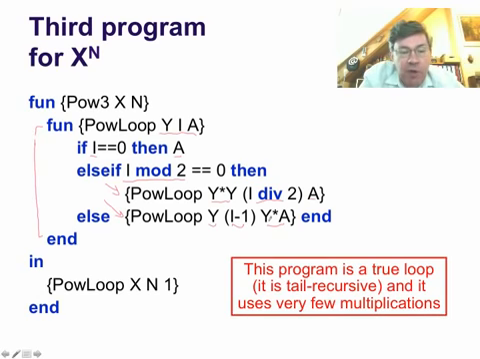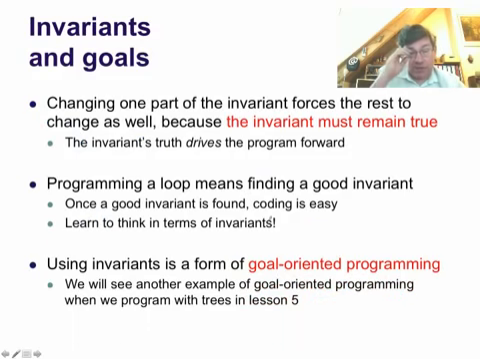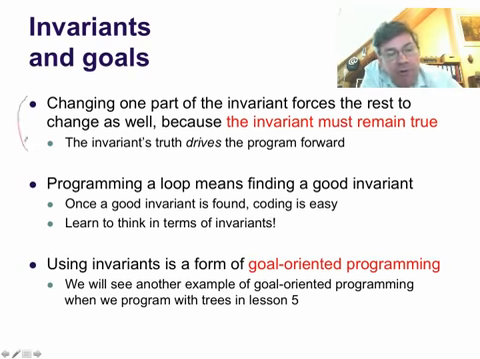So this program, we designed it starting from the mathematical definition and then using invariant programming to turn it into a tail recursive program. Notice how elegant it is. Let me finish this lesson with a look to the future. Notice that changing one part of the invariant forces the rest to change as well, because the invariant must remain true. So the truth of the invariant is what drives the execution, the fact that the invariant must stay true.